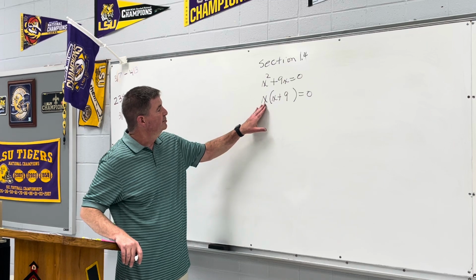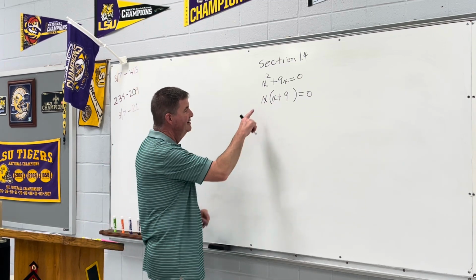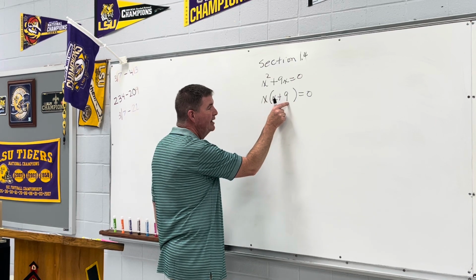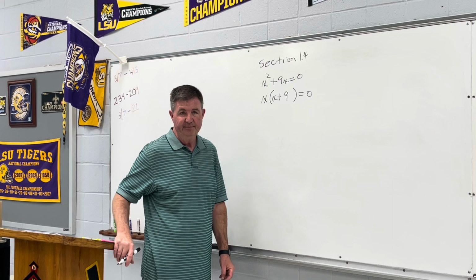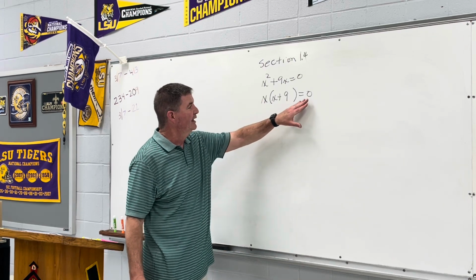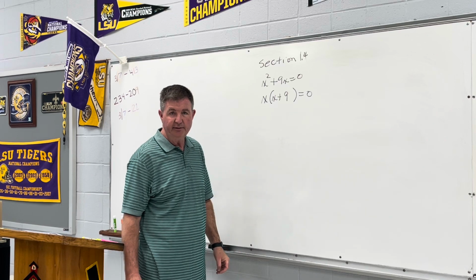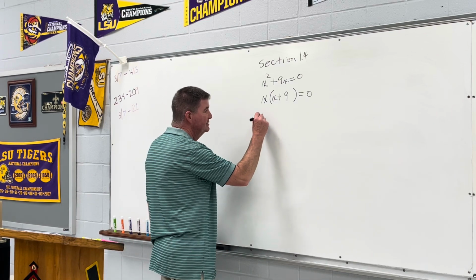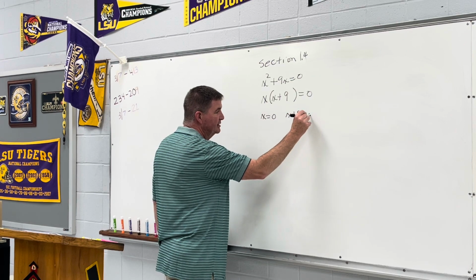We now have split it up into x's to the first power. But this times this binomial equals 0. The two things are multiplied together. In order for things that are multiplied together to give me 0, one of the two has to be 0. Either this one has to be 0, or the other one has to be 0.